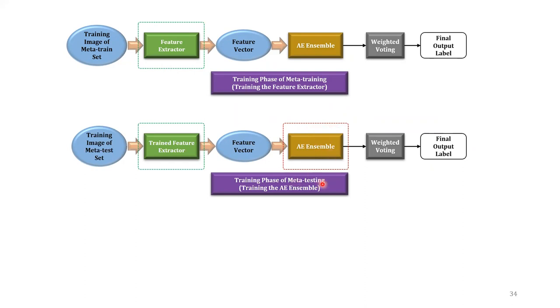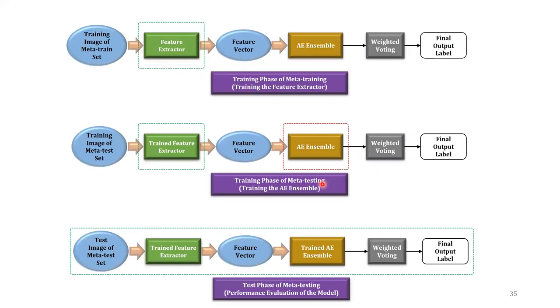Now, when the autoencoder ensemble is trained, we can finally apply the test image of the meta test set and get a feature vector, which is eventually applied to the trained autoencoder ensemble, and through the weighted voting, we get a final output class label. This is the test phase of meta testing.